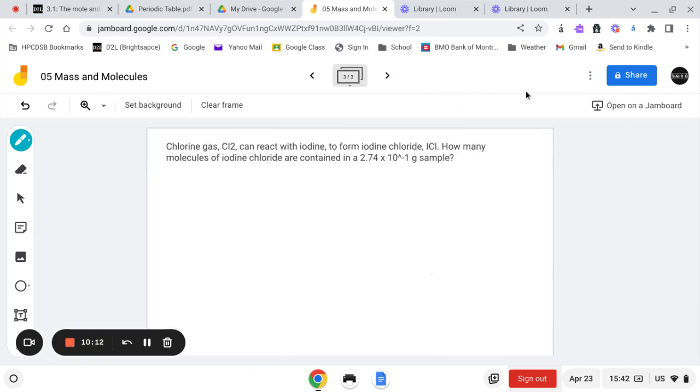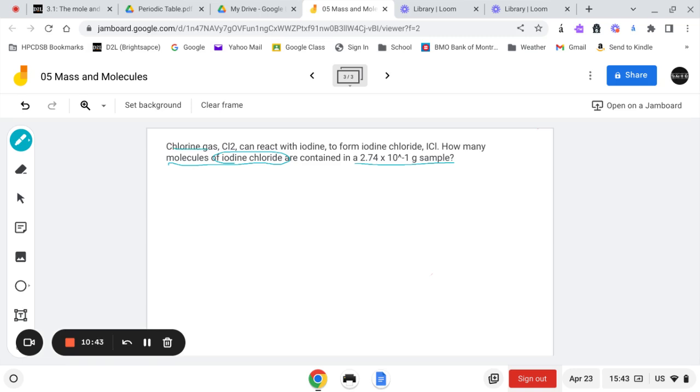Here's our second example. It says chlorine gas can react with iodine to form iodine chloride. How many molecules of iodine chloride are contained in this sample? 2.74 times 10 to the negative 1 grams. So some of this information that they give you is not relevant to us. They're telling us how they form iodine chloride. They do it through a reaction.